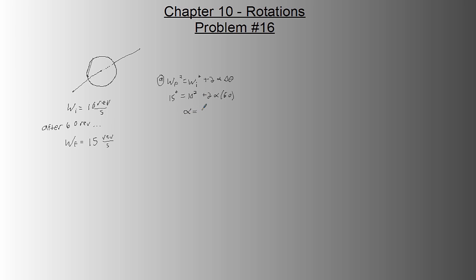Anyway, solve for alpha, and you get 1.042 revs per second squared.